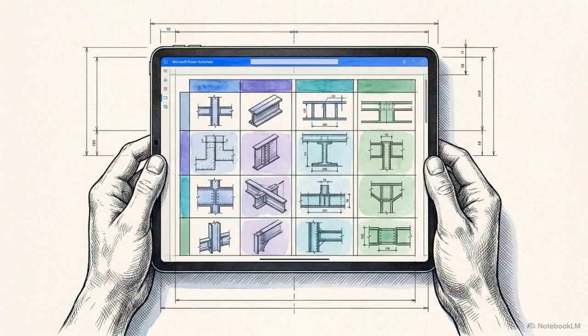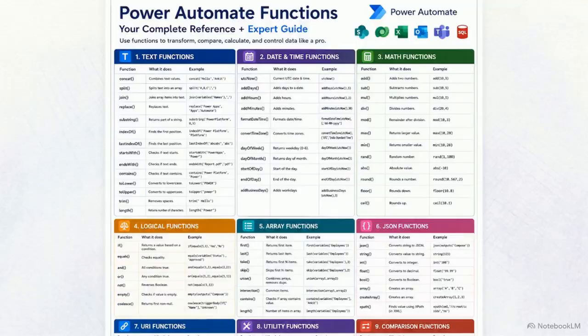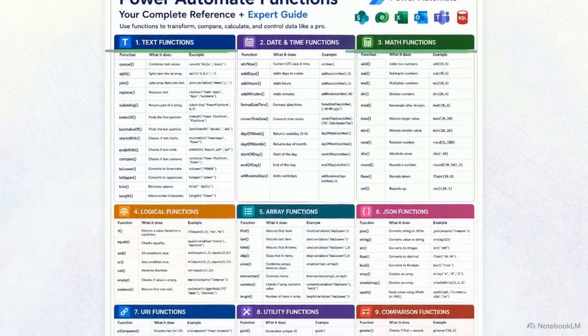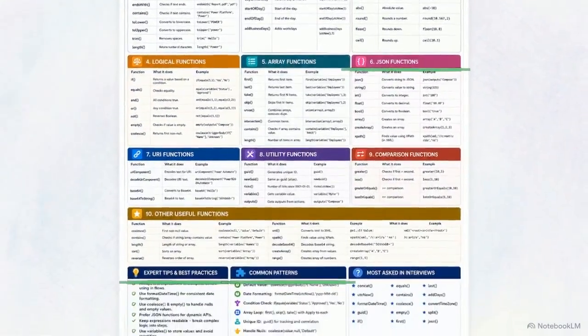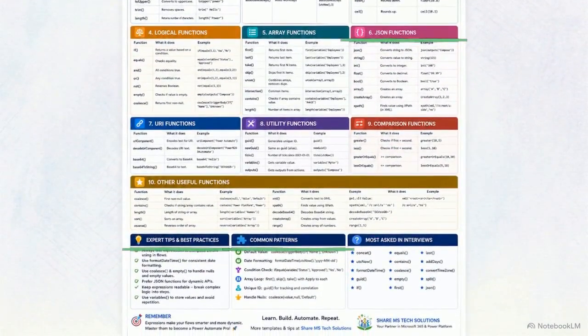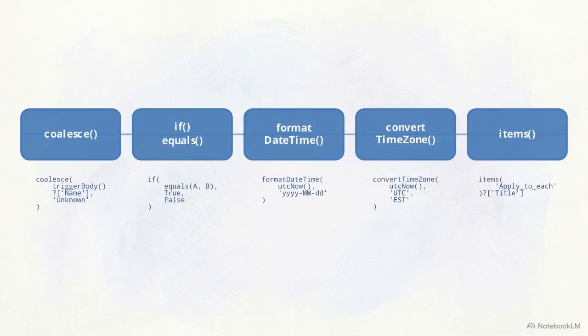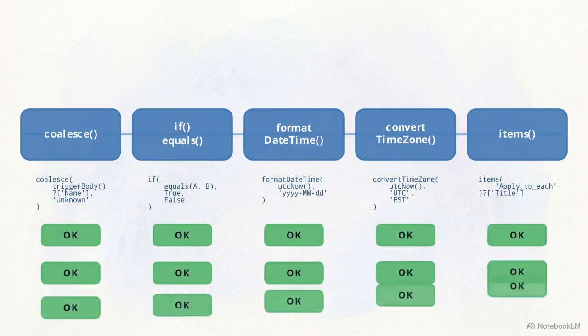Navigating this programmatic layer requires a precise reference for the available functions. This reference guide catalogs the tools used to calculate, transform, and control data. The document progresses from foundational text and math operations at the top, through specialized JSON processing, and down to expert tips and common patterns. We will deconstruct 5 real-world enterprise patterns from this guide to see how they provide a defensive architecture for your data.